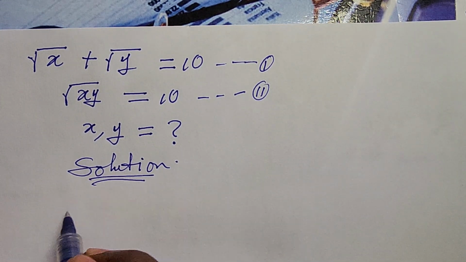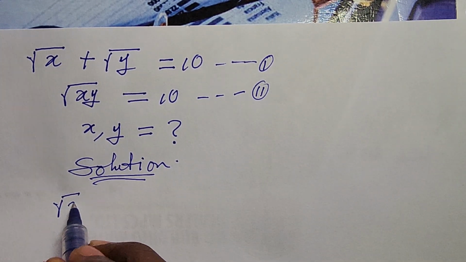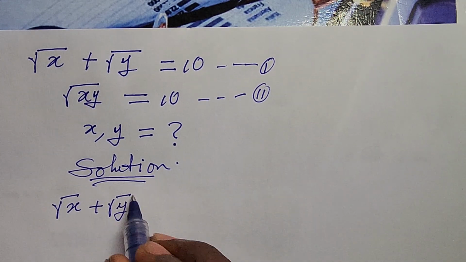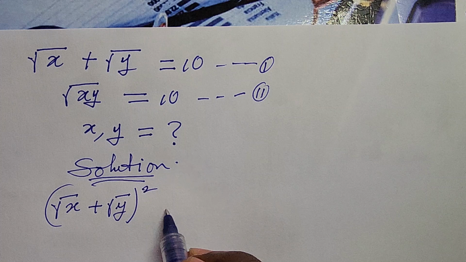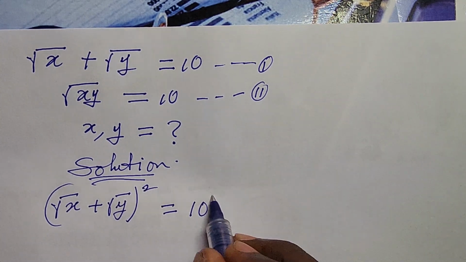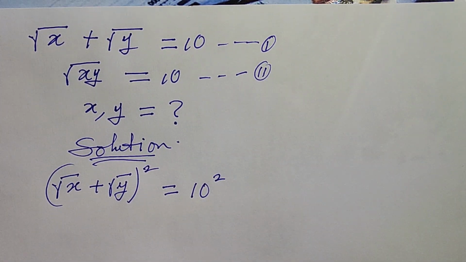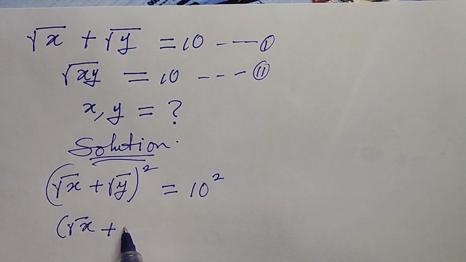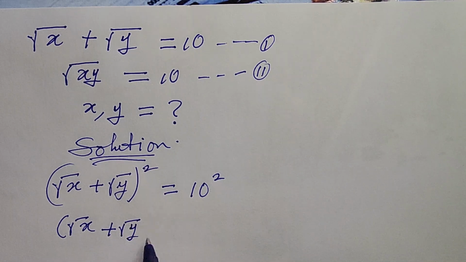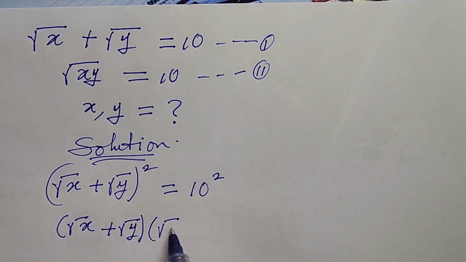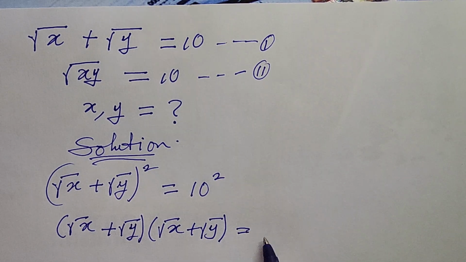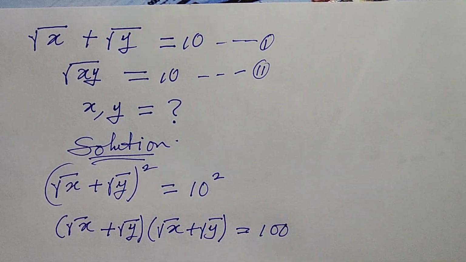So from here, we're going to have this to be our equation 1. We have square root of x plus square root of y, so all to the power of 2. This is equal to 10 to the power of 2 also. So if we square this, what happens? Let's open it gradually. So we have the square root of x plus the square root of y bracket, the square root of x plus the square root of y bracket. This is equal to, we have our 100.